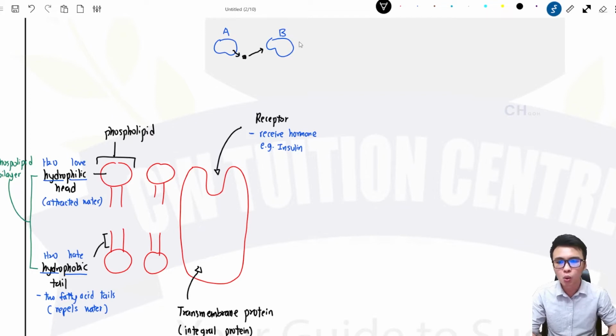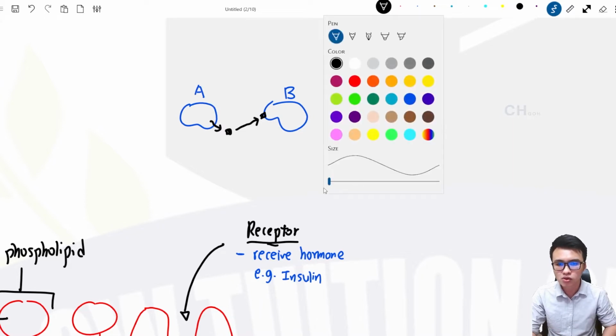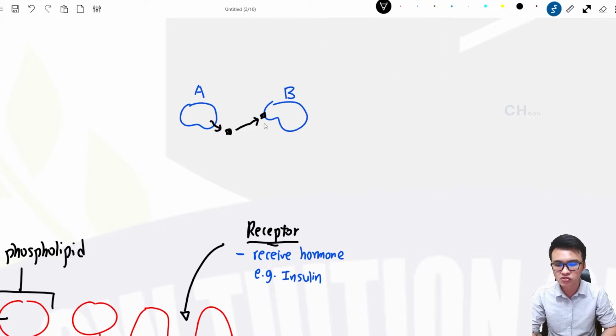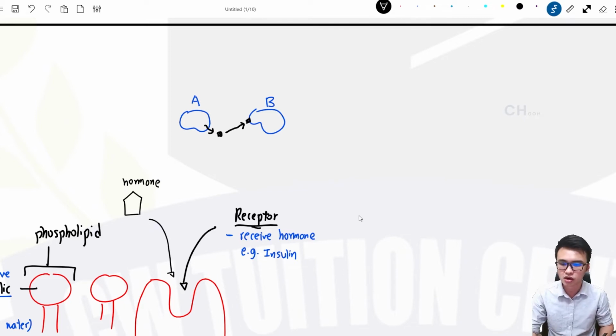But luckily, we have a thing called a receptor, guys. This receptor can be found on the surface of the plasma membrane. The hormone is going to bind with the receptor here, and then tell the cell what to do next. For example, we have a hormone here, and this hormone is going to move to the receptor and bind with it. All right, so this is the function of the receptors.